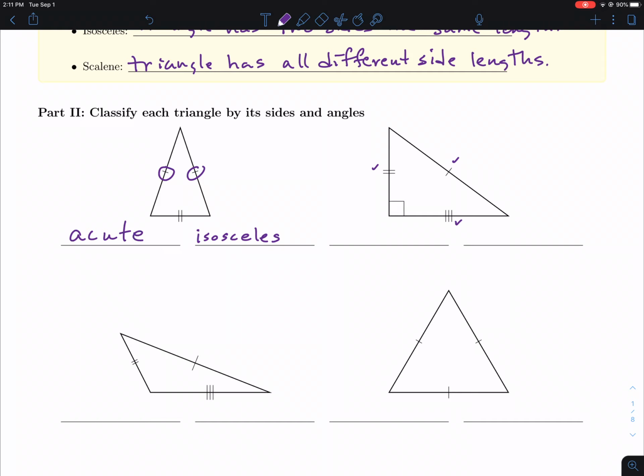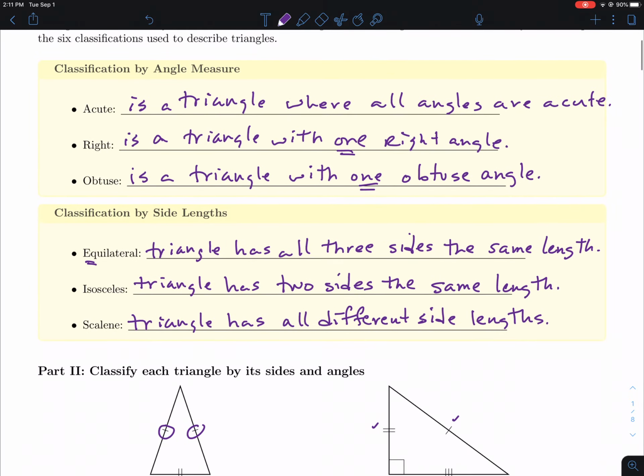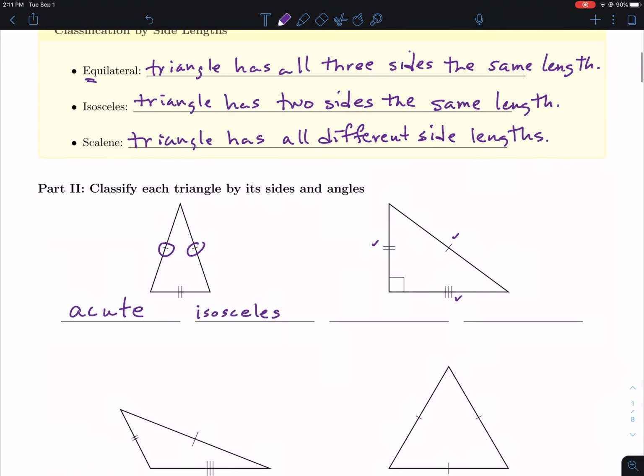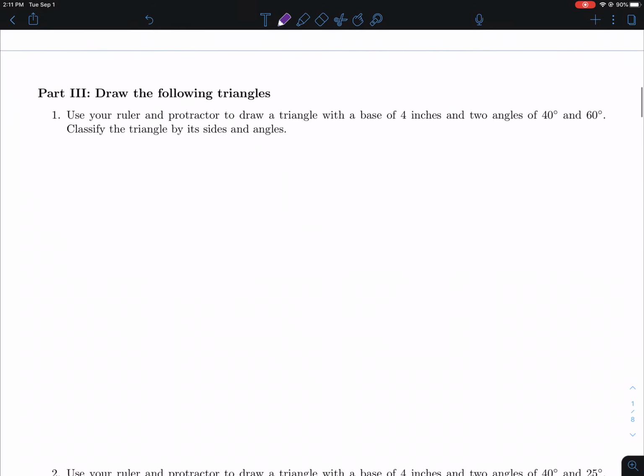And you can do them in any order. If you say isosceles acute, that's fine too. Typically for me, I usually do the angle first and then the side length second, but you can do it in any order that you want. So I'll have you go through and do those couple on your own just to make sure we get comfortable with identifying the different parts of a triangle and how to label them.